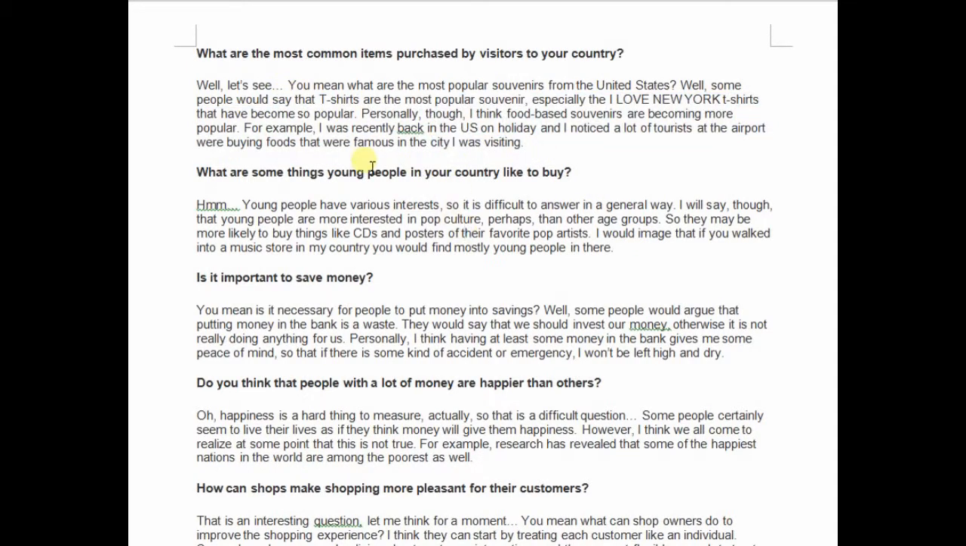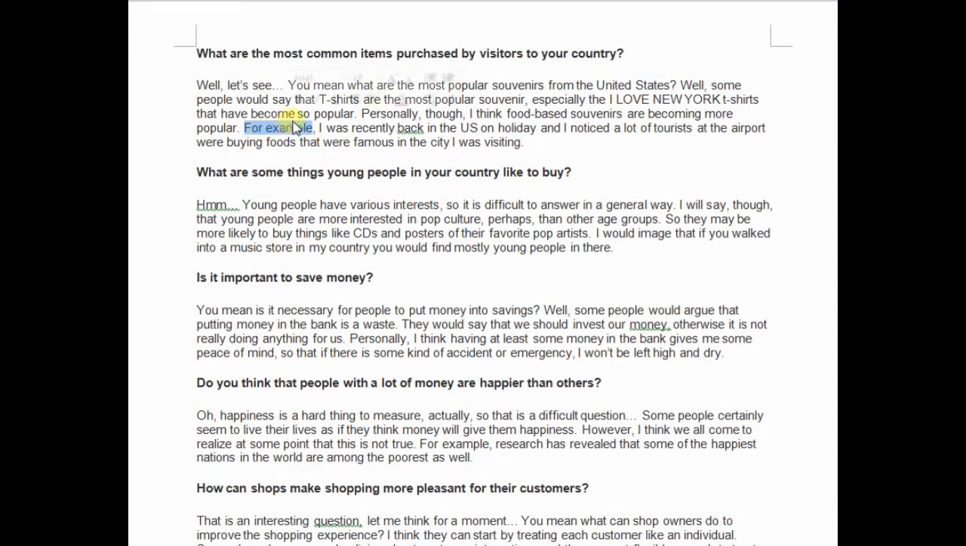Okay, so read with me the first one. What are the most common items purchased by visitors to your country? Well, let's see. You mean, what are the most popular souvenirs from the United States? Well, some people would say that t-shirts are the most popular souvenir, especially the I Love New York t-shirts that have become so popular. Personally, though, I think food-based souvenirs are becoming more popular. For example, I was recently back in the US on holiday, and I noticed a lot of tourists at the airport were buying foods that were famous in the city I was visiting.